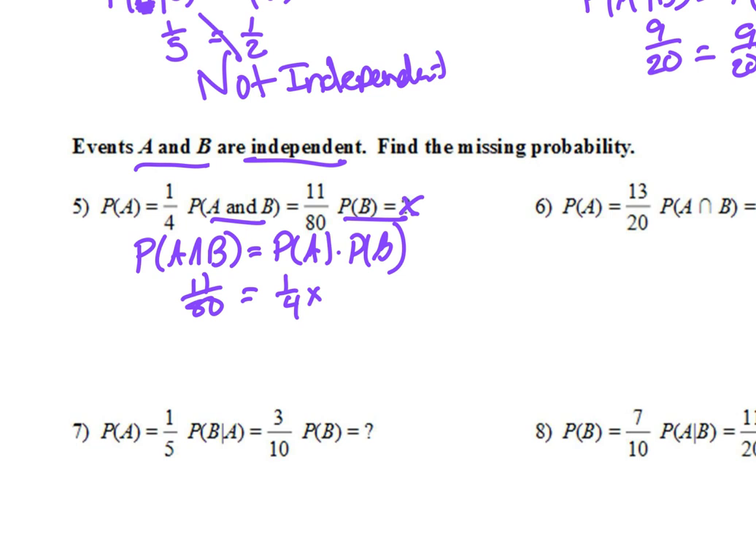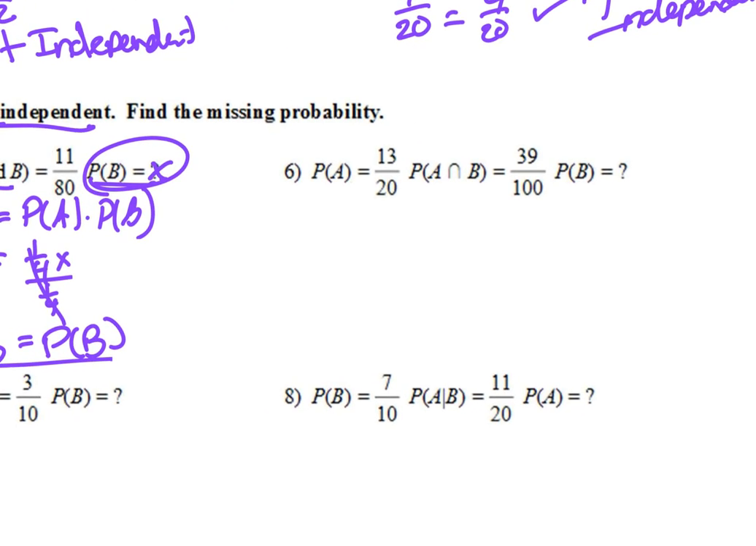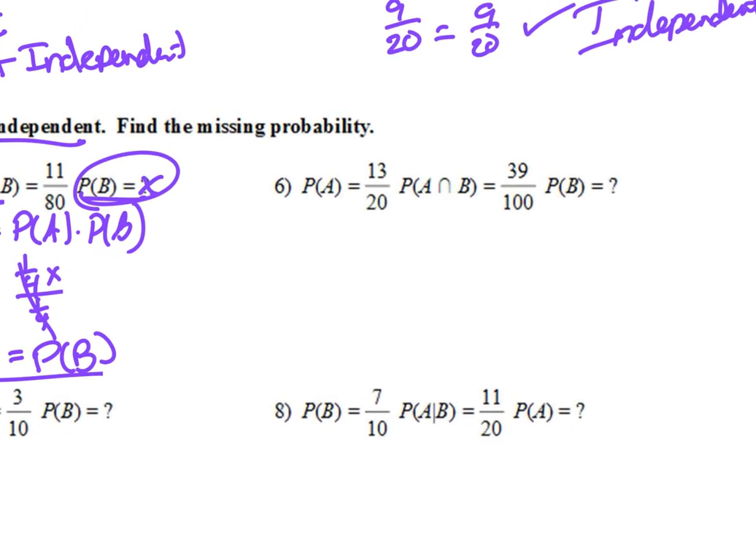All right, and then you just solve. Divide by 1/4 or multiply by 4, whatever makes you happy. Do that, and you wind up getting 11 over 20. So that's your X, or as I said, X is B, so it would be 11 over 20. That's exciting.